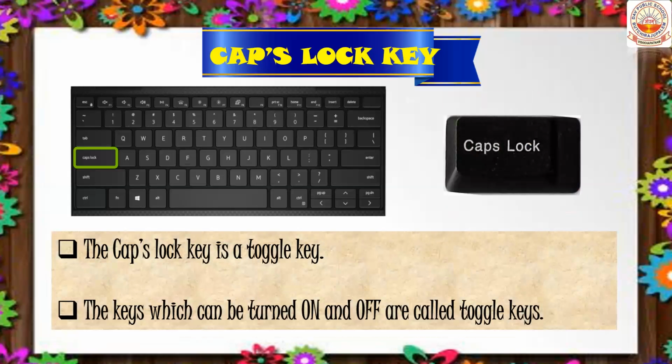So the caps lock key is called a toggle key. What is a toggle key? Here, toggle keys are nothing but the keys which can be turned on and off. So the same key you are using to turn on, you can even turn off. So such type of keys are called toggle keys. So the caps lock key is a toggle key. Okay, children? So it can be turned on and it can be turned off.